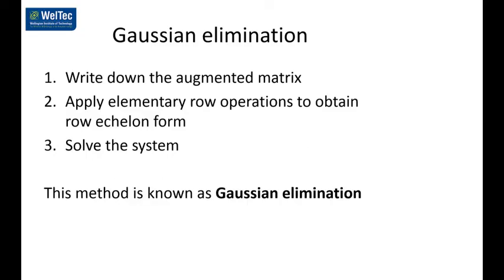So what we do is we start off with the matrix, we augment it by adding in that last column, then we fiddle around until we reduce it to row echelon form, and then we can solve it. And this is called the Gaussian elimination method.